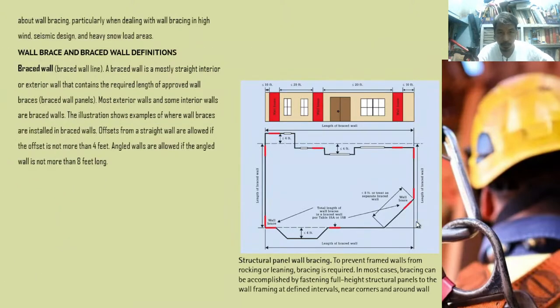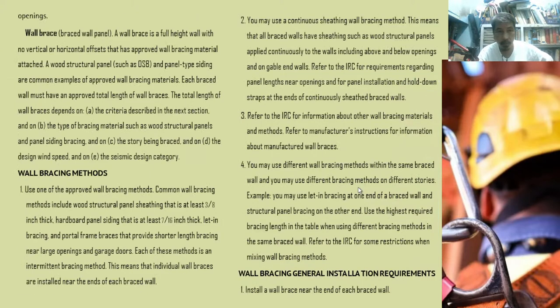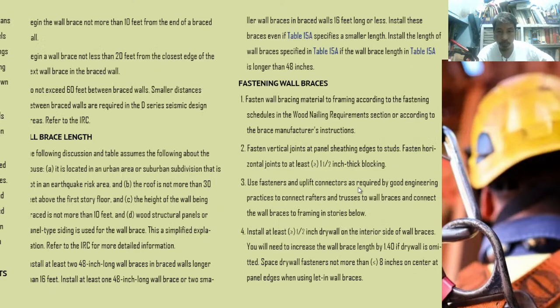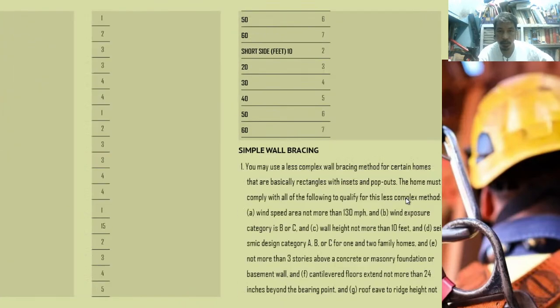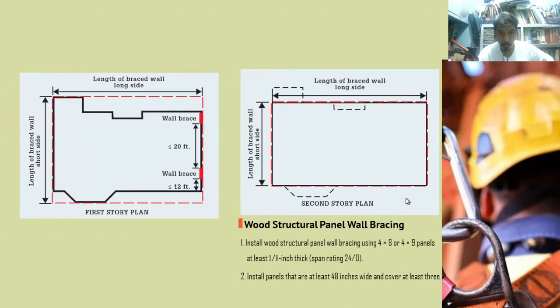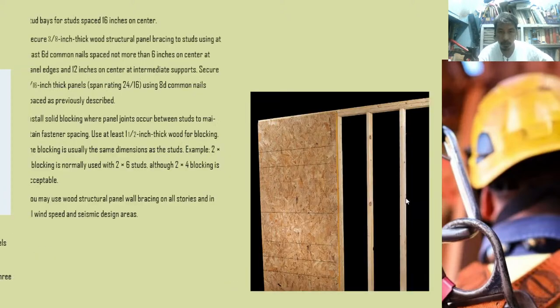Wall bracing. So bracing of the wall like this. Length of brace wall. So wall brace, wall brace, wall brace. So those are this portion. The red portion here is the wall brace. Wall brace on the corner, wall brace here. Wall brace at this corner. Okay. Fastening wall braces. So simple wall braces. Wood structural panel wall bracing.